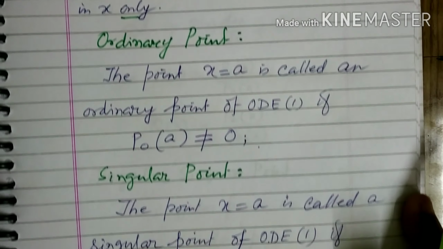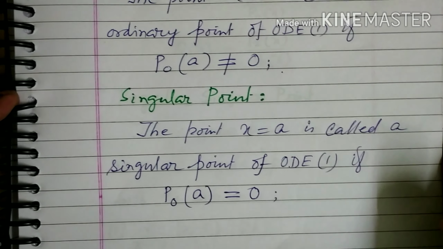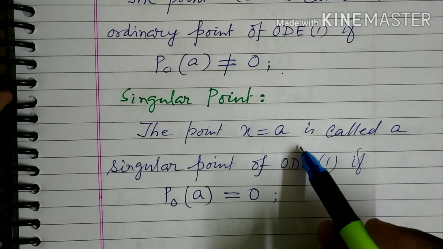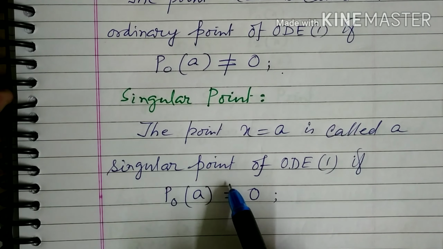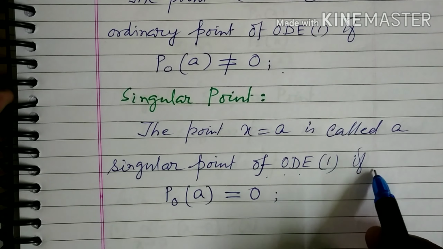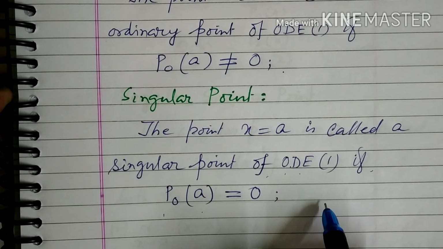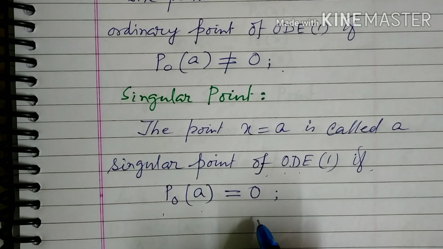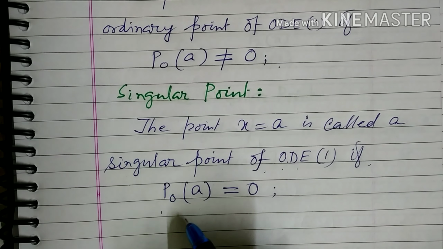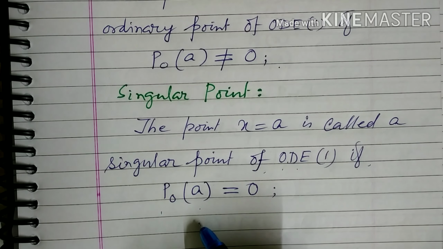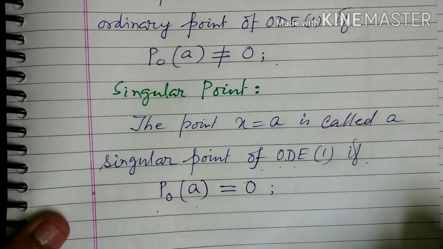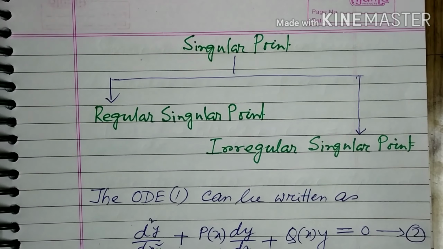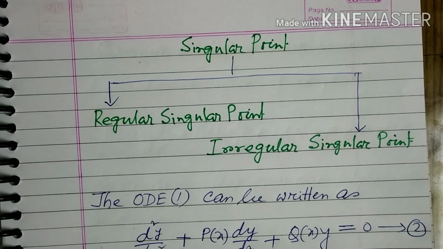Okay. Next, singular point. What is singular point? The point x equals a is called a singular point of ordinary differential equation 1 if p0(a) is equal to 0. So it means if you put x equals a in p0(x), the value will be 0. Okay. A singular point can be categorized into two parts. One is regular singular point, another is irregular singular point.